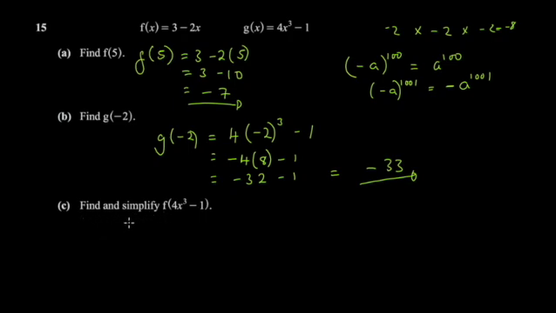Okay, so let's see if we can do this one. This one says find and simplify the function of this. What it simply means is that where we had x, we're supposed to put this one. So we have f of 4x cubed minus 1 equal to, and then 3 minus 2, where you had x we're supposed to put this number here. Then we have to put x. Our x is what? It's 4x cubed minus 1.